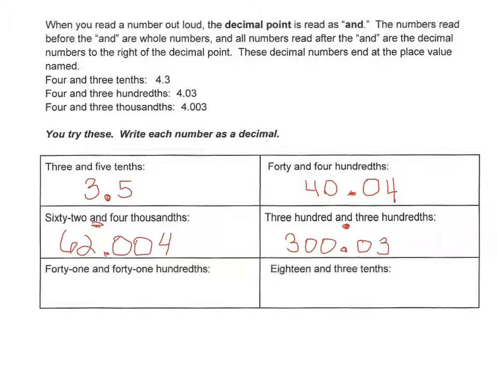41 and 4 hundredths. You have 41, and is your decimal, 4 hundredths. Now we have 18 and 3 tenths. You have 18, and is your decimal, 3 tenths.